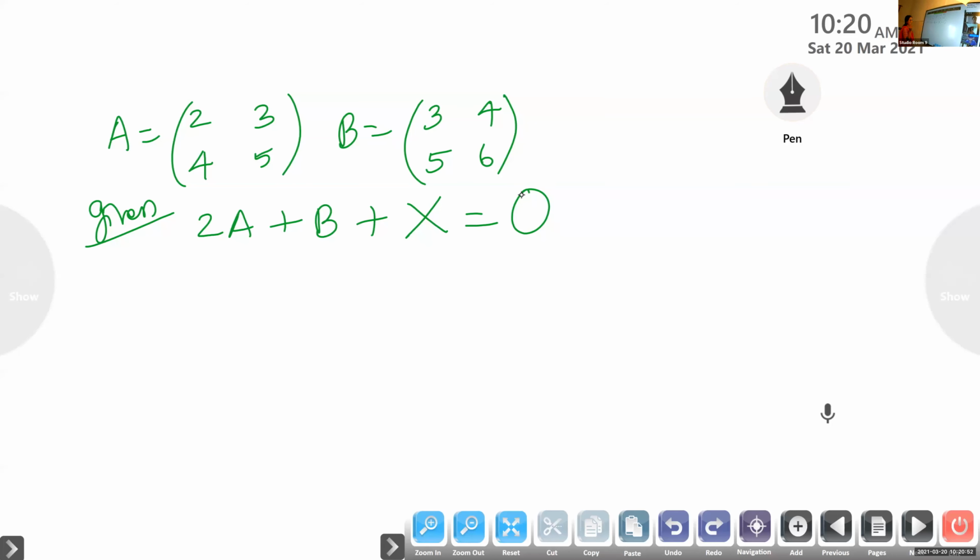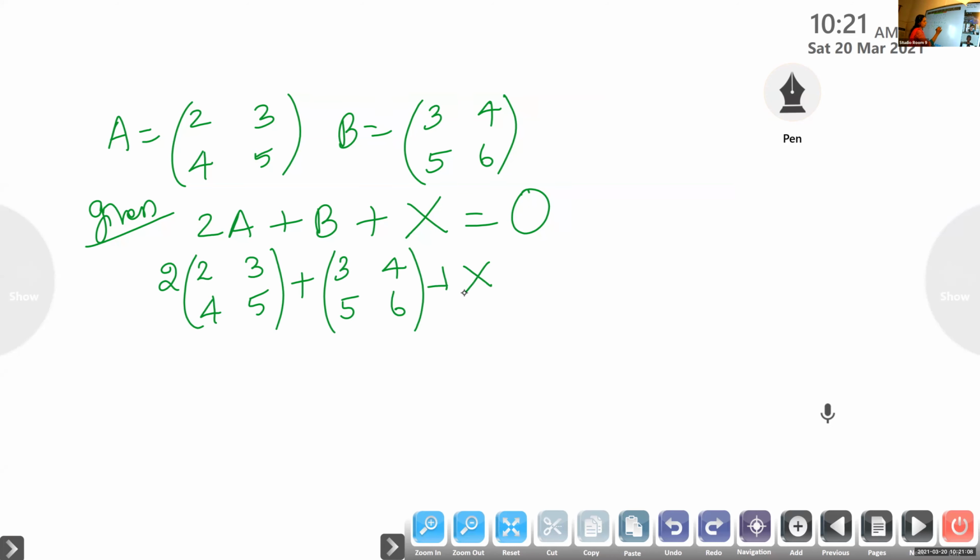Now, listen here. So we can take this as 2 into the matrix A, 2, 3, 4, 5, plus B. B is given as 3, 4, 5, 6, plus X is equal to 0. So 0 here means the 0 matrix, 0, 0, 0, 0. Here it is a 2 by 2 matrix, and here also we can take it as a 2 by 2 matrix.